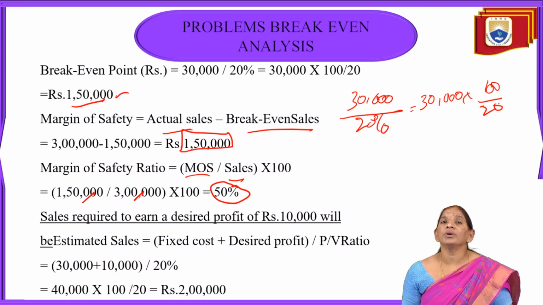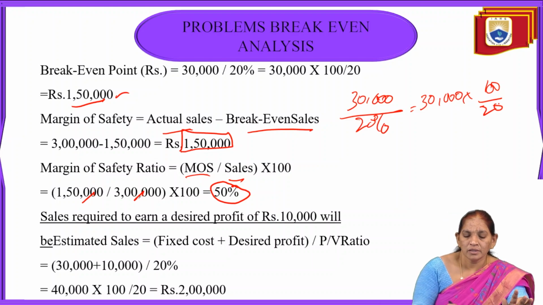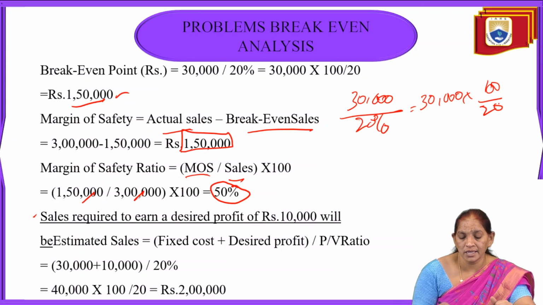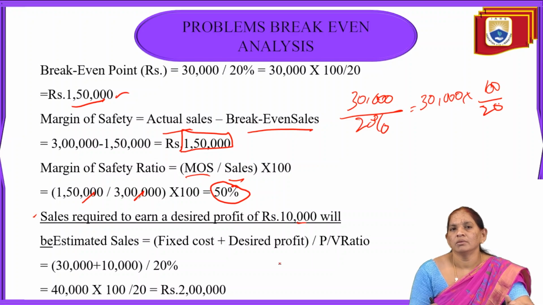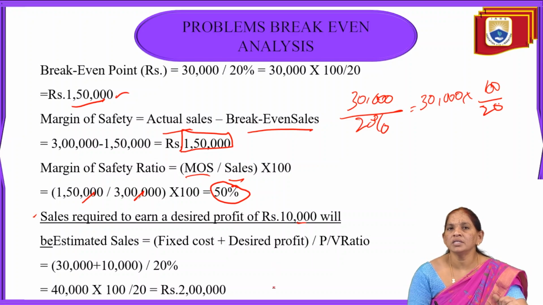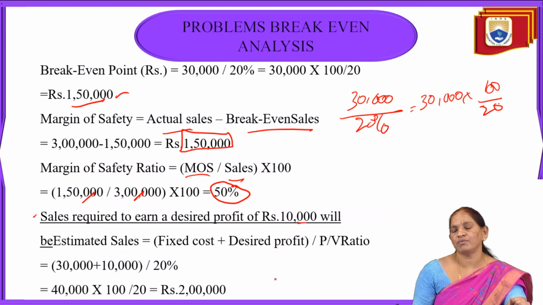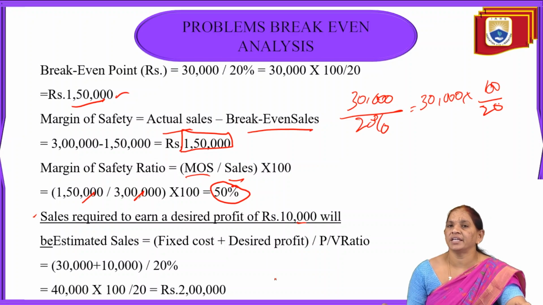Means the organization was on the safe side with 50% of profits. Then the question asked is to calculate the sales required to earn a desired profit of 10,000. If in this situation the BEP is 1,50,000 and the margin of safety is 1,50,000, what type of sales can we go for when we want to get an additional profit of 10,000?